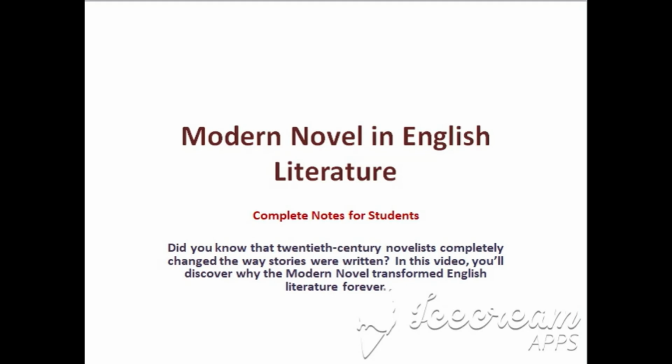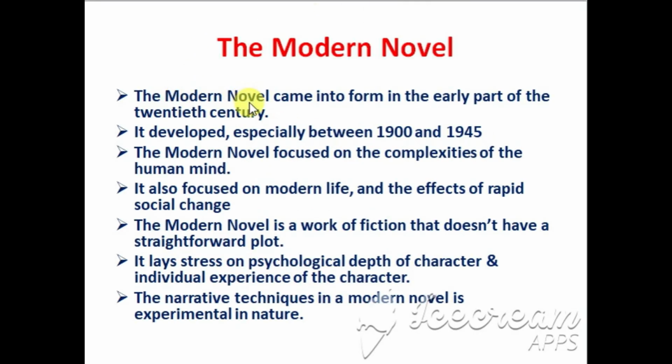This video is about the modern novel in English literature. The modern novel came into form in the early part of the 20th century. It developed especially between 1900 and 1945. The modern novel focused on the complexities of the human mind. It also focused on modern life and the effects of rapid social change.